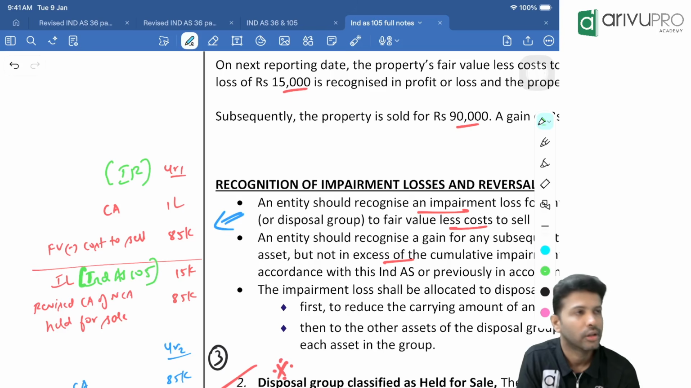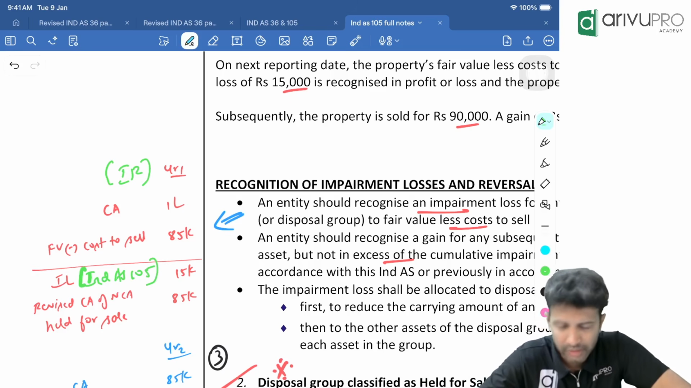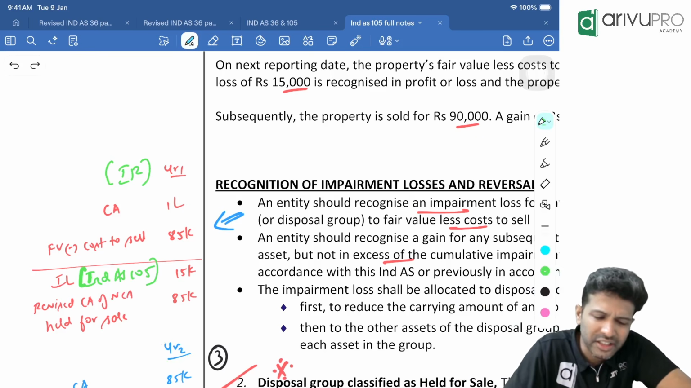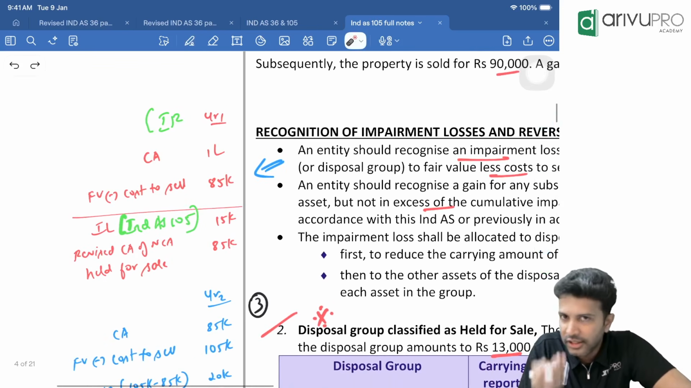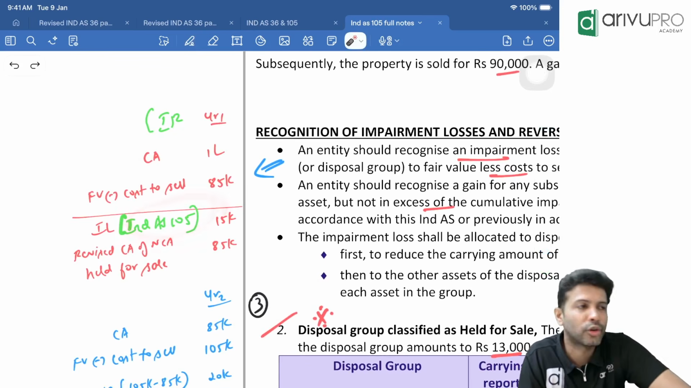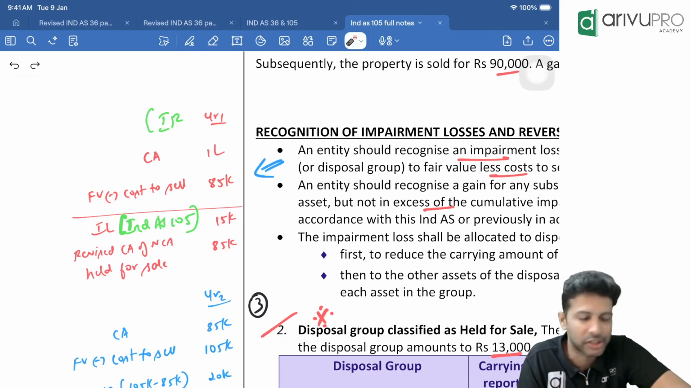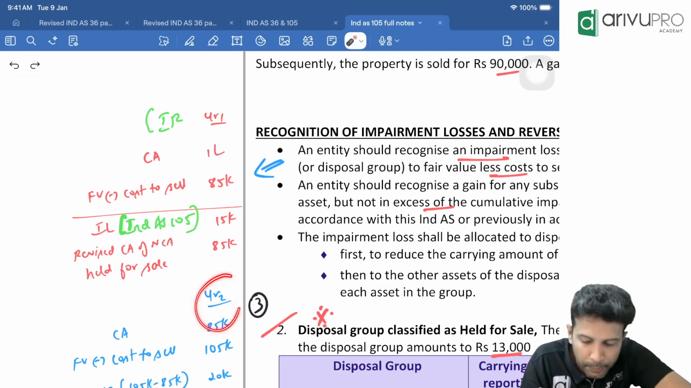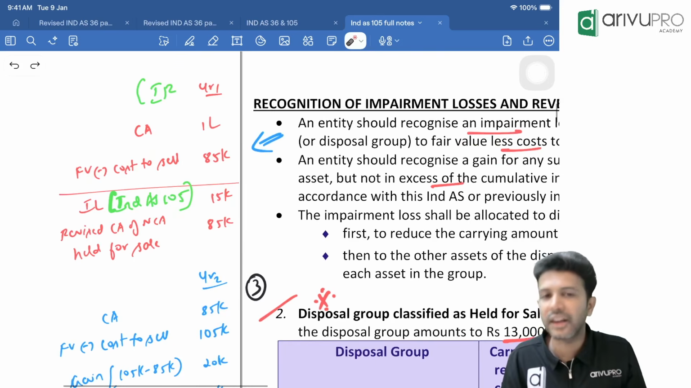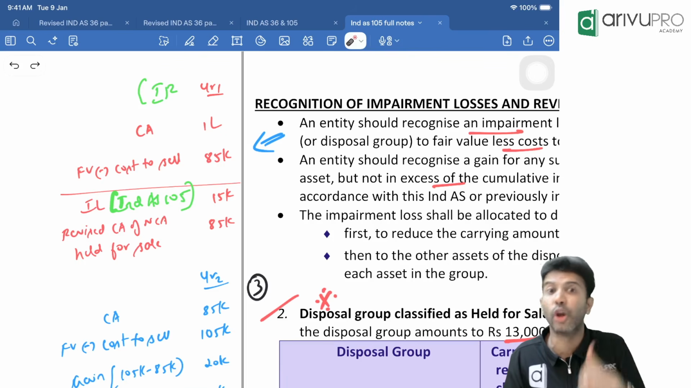Now, it is possible that we may follow a quarterly or yearly reporting period, whatever. So in the next reporting period, I'm calling it year 2, right? What is the carrying amount? Once it comes under Ind AS 105 provisions, will you depreciate this building? No, you will not depreciate. That means the carrying amount will still be 85. But when the reporting period comes, at every reporting period, a non-current asset should be measured at carrying amount or fair value less cost to sell, whichever is lower.